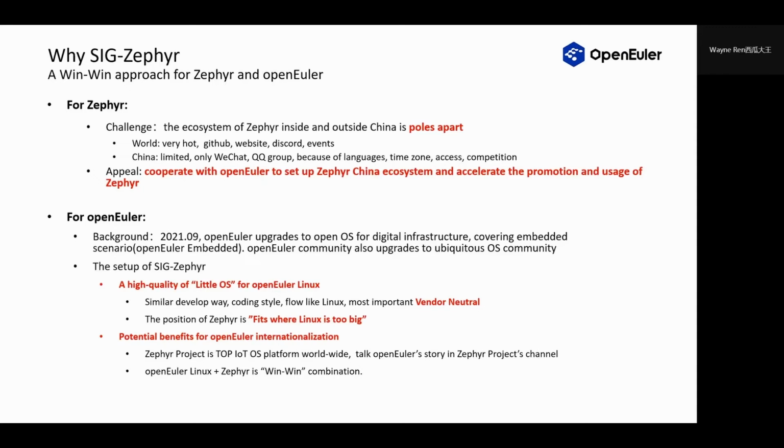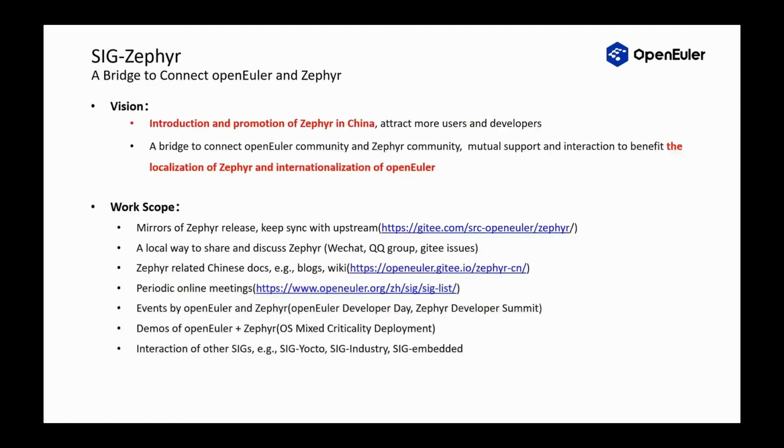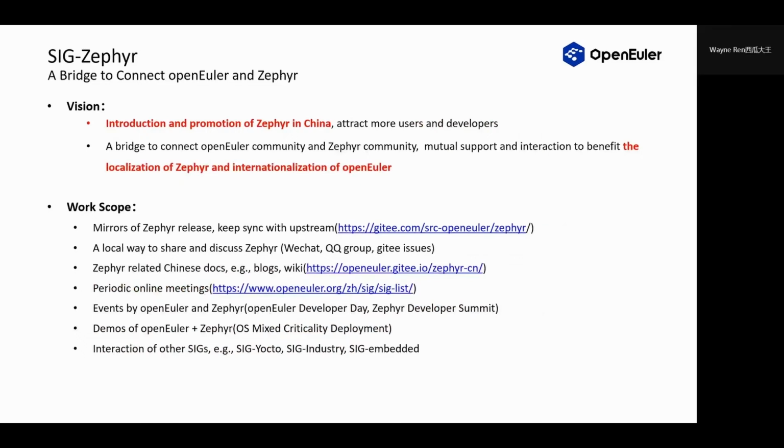Internationalization is a very important goal of openEuler in the future. Cooperating with Zephyr, a worldwide top IoT OS platform, clearly will benefit this goal. For example, talking about the openEuler story in the Zephyr project's channel. So my talk today at the Zephyr Developer Summit is a good start. Based on these reasons and the support from openEuler and the Zephyr project, we successfully set up SIG-Zephyr last September.